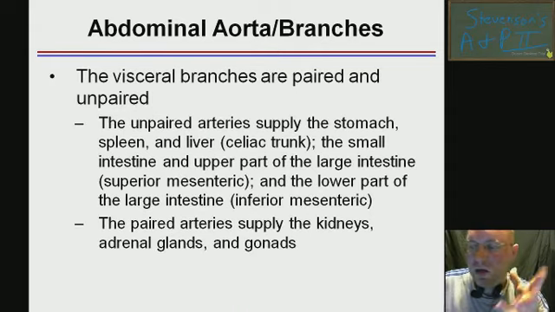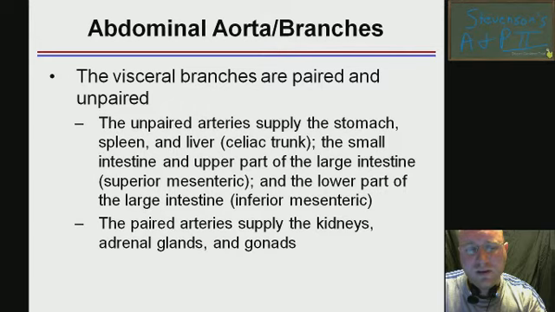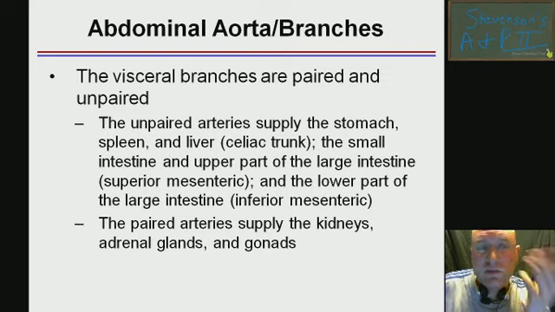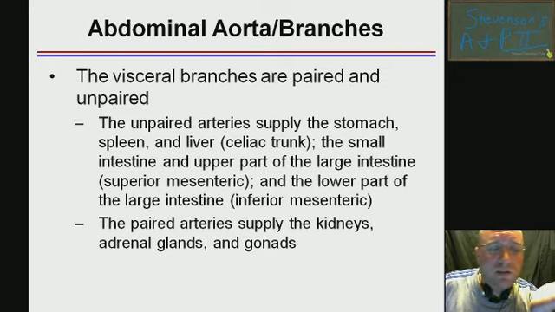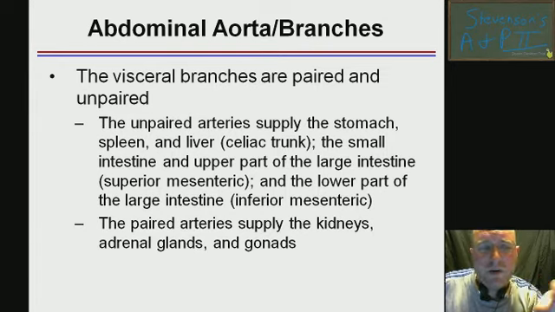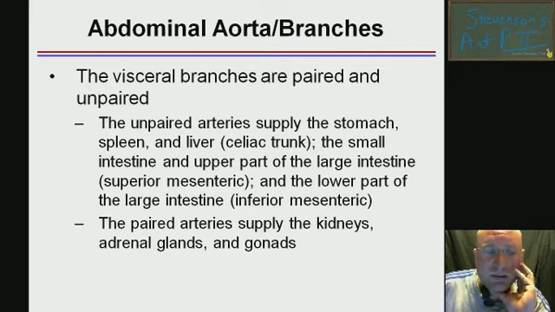Okay. Abdominal aorta and its branches. The visceral branches are paired and unpaired. What we really mean is that some are paired and some aren't. The unpaired arteries supply the stomach, spleen, and liver, the celiac trunk. Then you have the small intestine and the upper part of the large intestine, supplied by the superior mesenteric. And the lower part of the large intestine, or the colon, is supplied by the inferior mesenteric. Then the paired arteries supply the kidneys, adrenal glands, and the gonads.